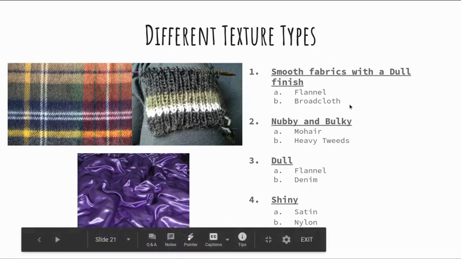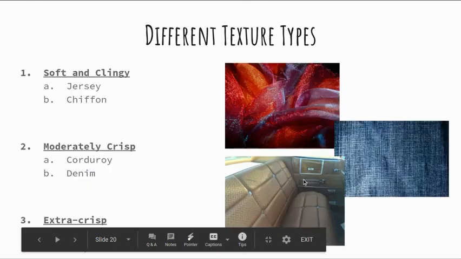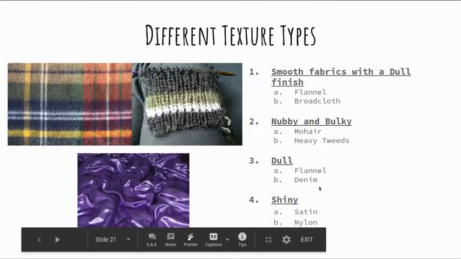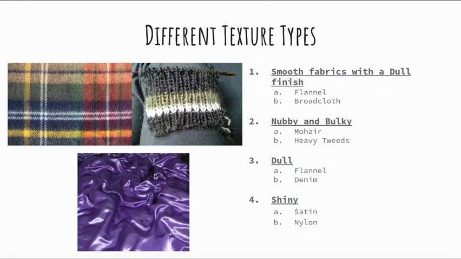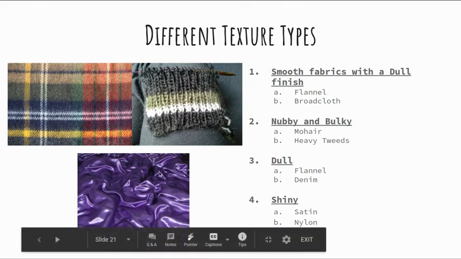So some of these belong to more than one category, as we see that flannel can also be smooth with the dull finish. Denim, we know, can also be moderately crisp. And the last one, shiny, would be satin and nylon. People commonly mistake satin and want to call it silk because it's so soft. But it's actually not like that. Silk is actually not as soft as people think. True silk comes from a silkworm. However, satin is like its man-made counterpart.